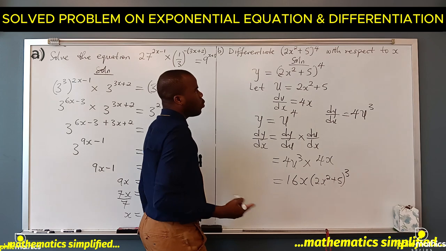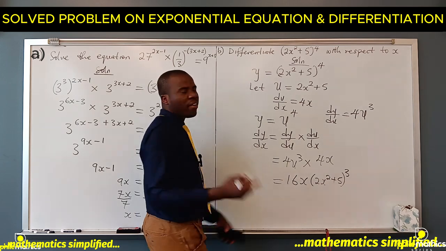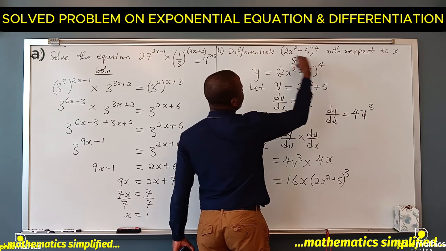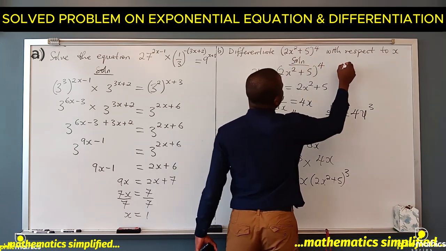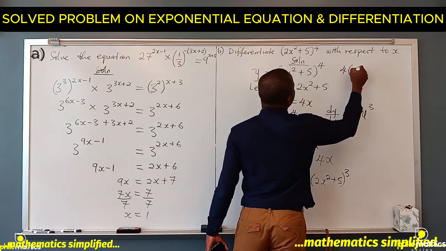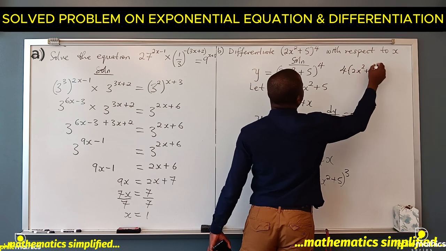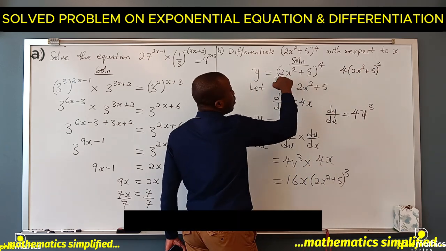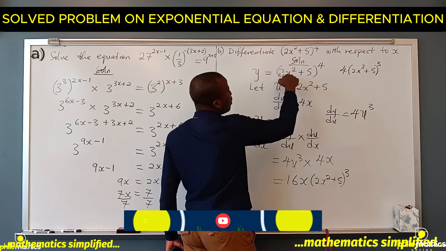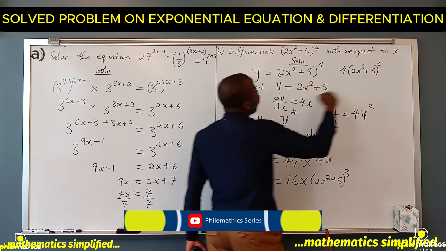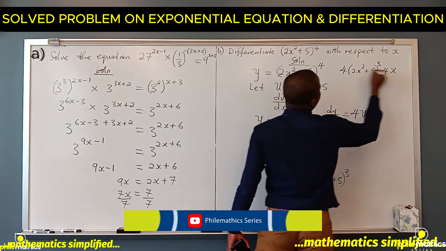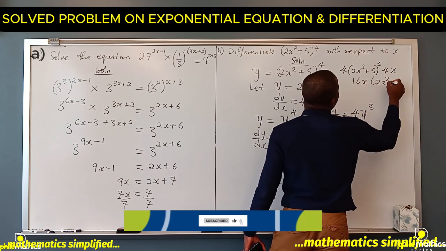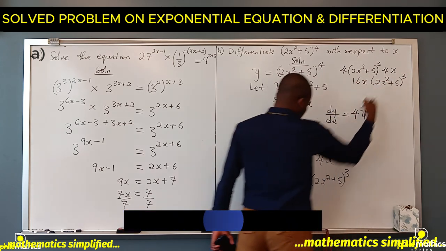If it was an OBJ question, we can differentiate it directly. So we differentiate the outside, which is 4 times this is 4, 2x squared plus 5 to the power 3. This is the actual differentiation. Now differentiate the inside. The constant is 0, and differentiating this gives 4x. And if we multiply, we'll have 16x(2x squared plus 5) to the power 3, which is the same answer.